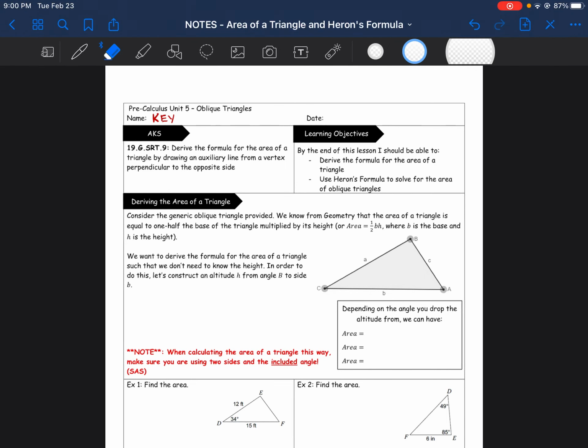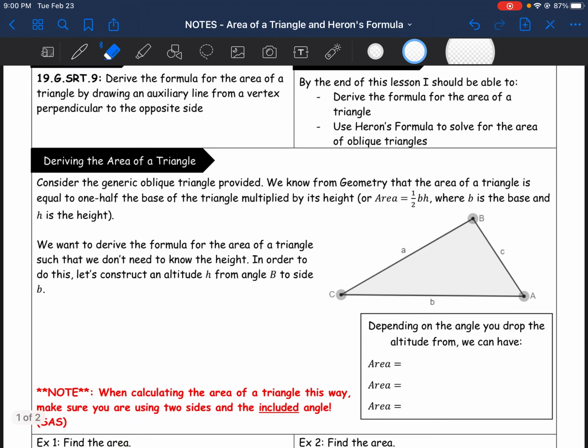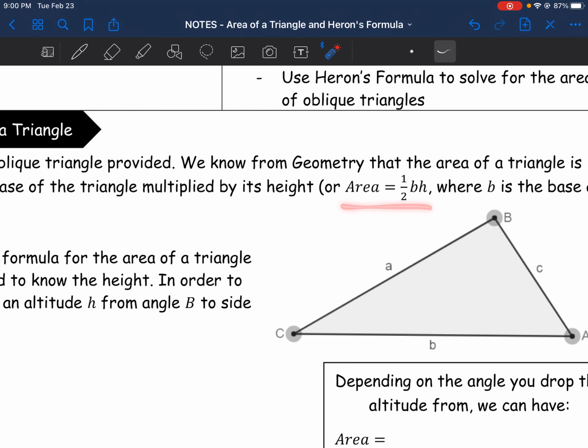In today's video, we're going to be deriving the formula for the area of a triangle, using those formulas to calculate the area of triangles, and using something called Heron's Formula to solve for the area of a triangle as well. So, remember back to geometry, where you learned that the area of a triangle is 1/2 base times height, or you have this formula here, area equals 1/2 BH, where B represents the base and H represents the height.